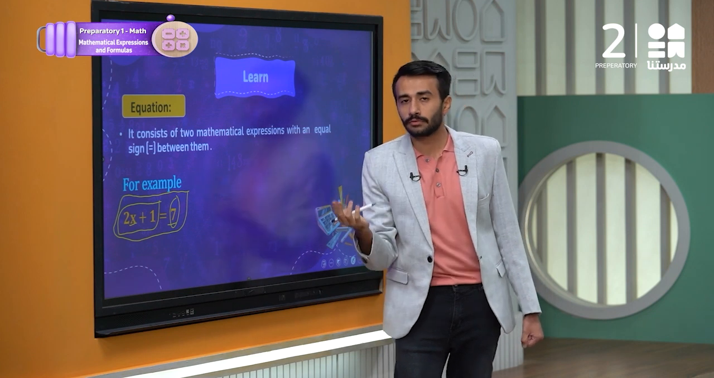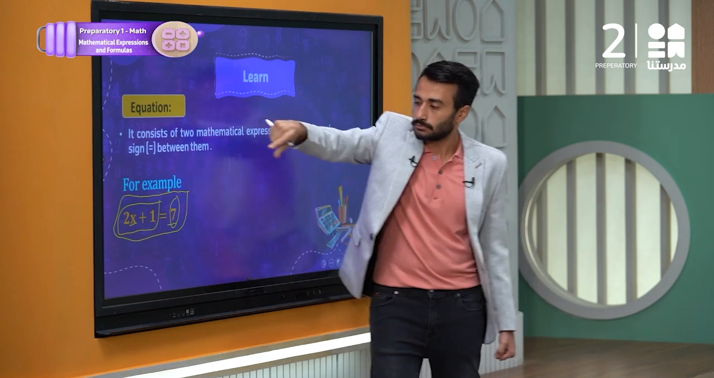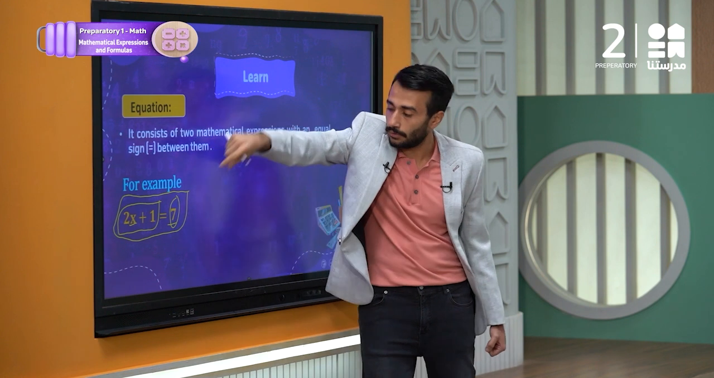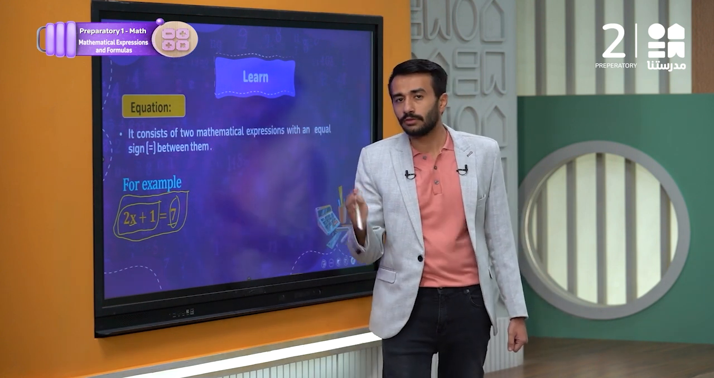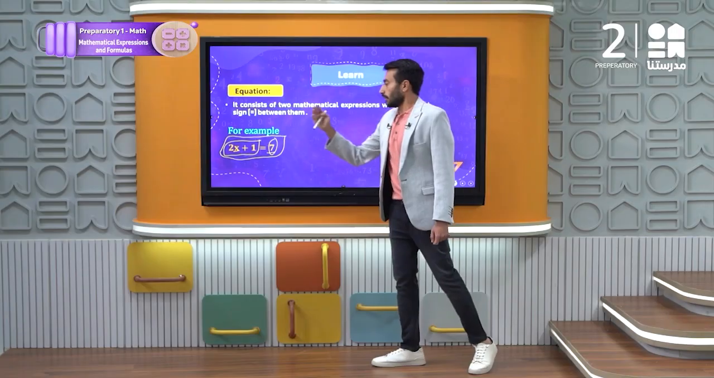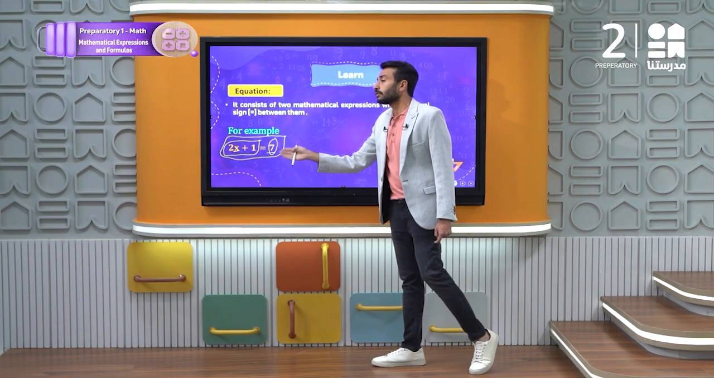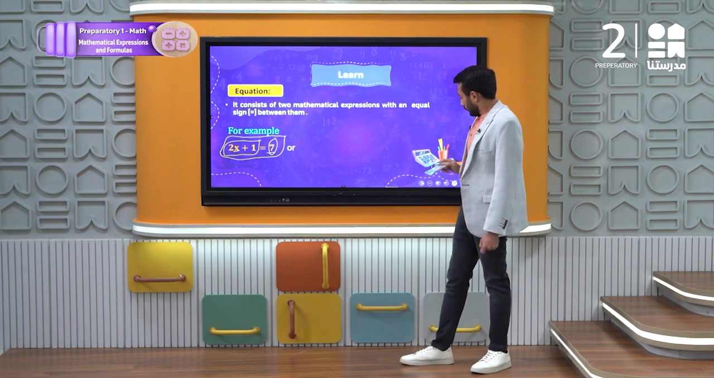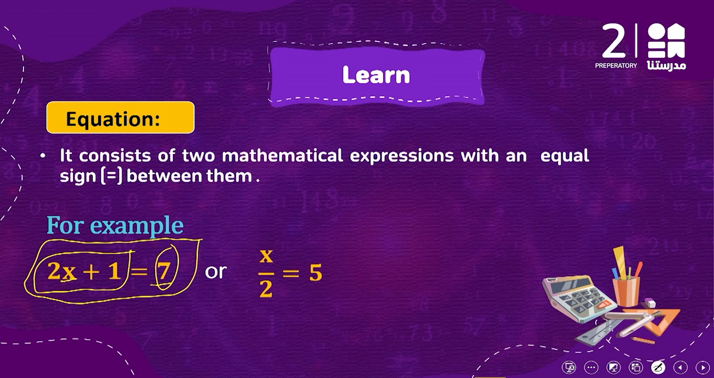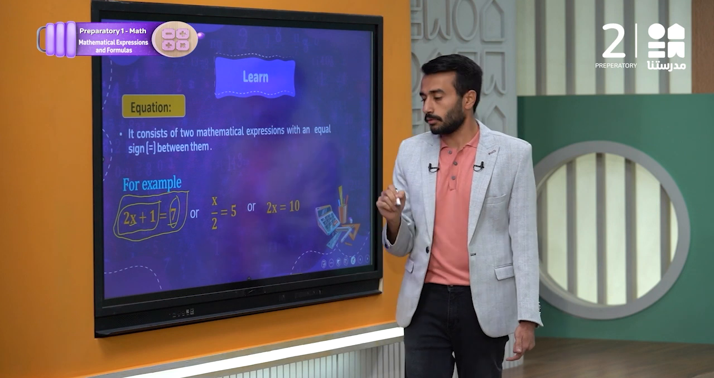So what are the parts of the equation? An expression, another expression, with an equal sign, whatever the types of expression, either algebraic or numerical. So this is an equation as we said. Another equation, x/2 equals 5. This is totally called an equation. Another equation, 2x equals 10, which means 2 times x equals 10.